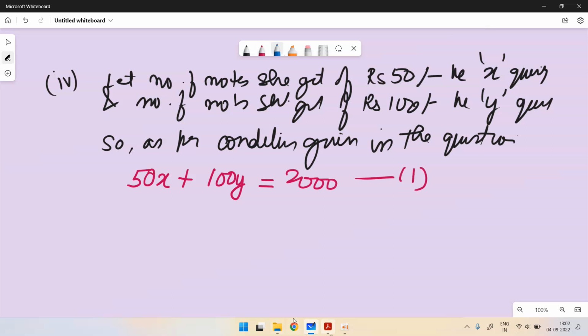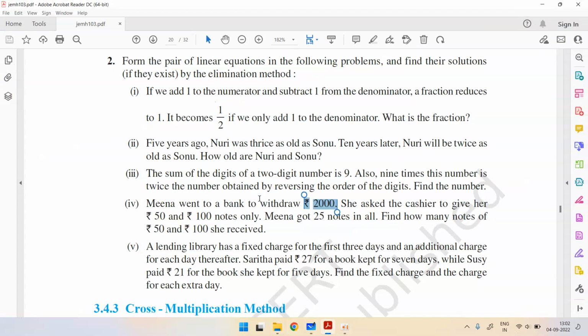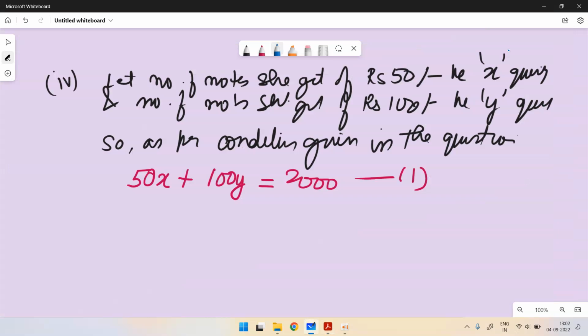Now what the second equation says is that there are a total of 25 notes in all. So if there are x notes of 50 and y notes of 100, then x plus y, that is the total number of notes, is 25.